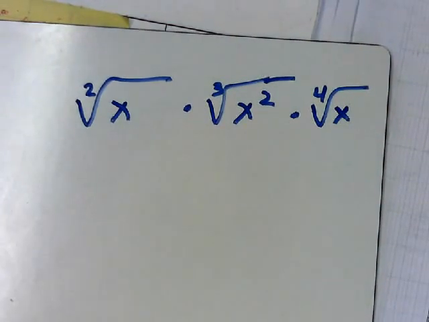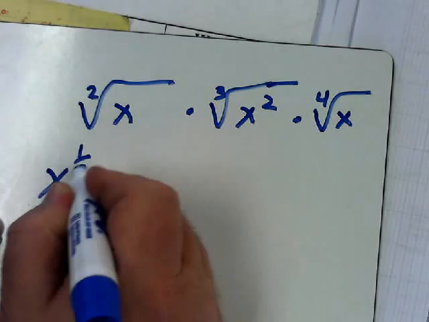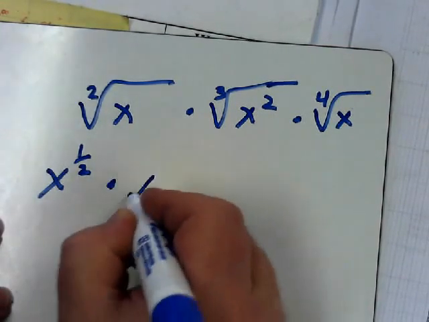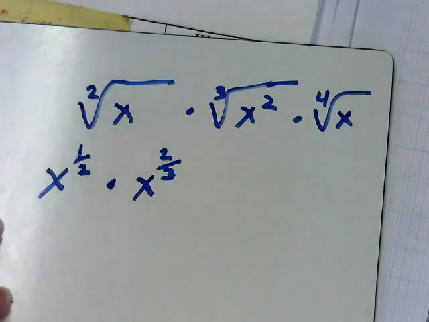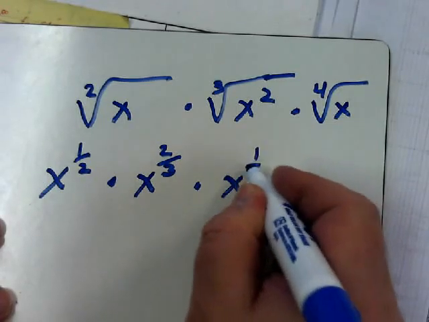If I had to simplify this, okay, it's a little difficult to do right now because you have different indexes in the radicals. Would you agree? But I can change those so that they are fractions, correct? Which means I could have x to the 1/2 times x to the 2/3 times x to the 1/4.